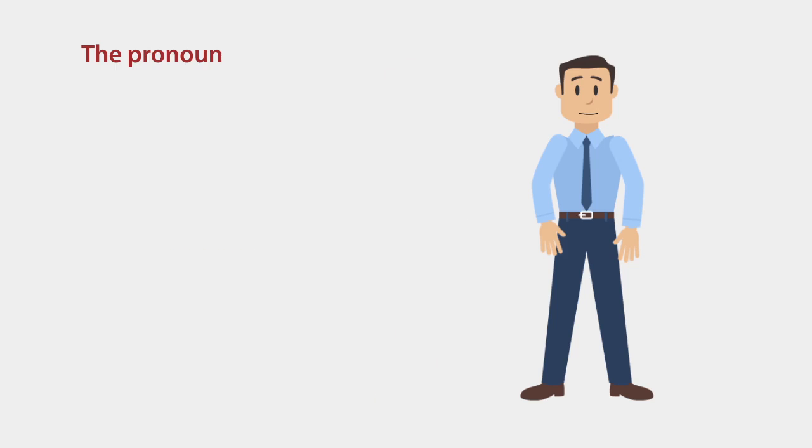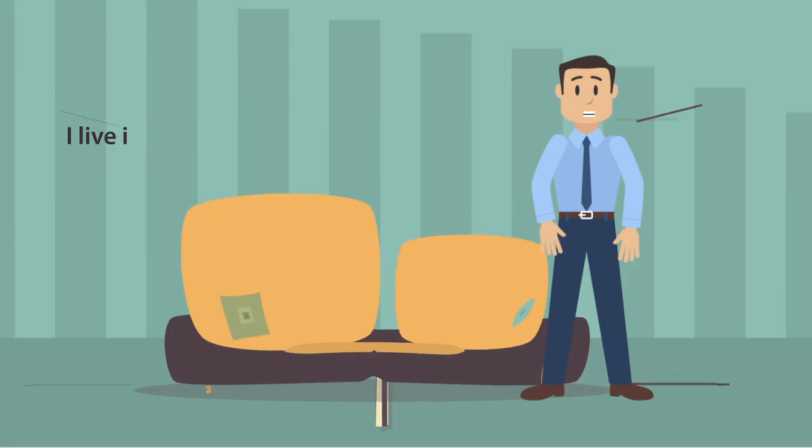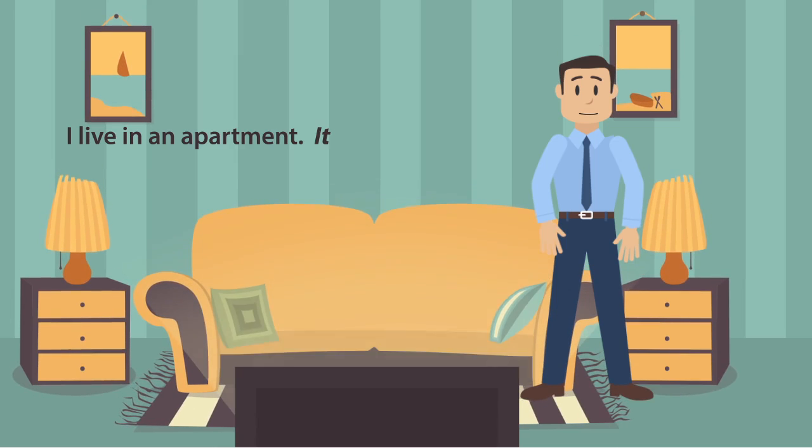The pronoun it is used for an animal or a thing. For example, my pet is a dog. It is funny. It, the dog. I live in an apartment. It is comfortable. It, the apartment.